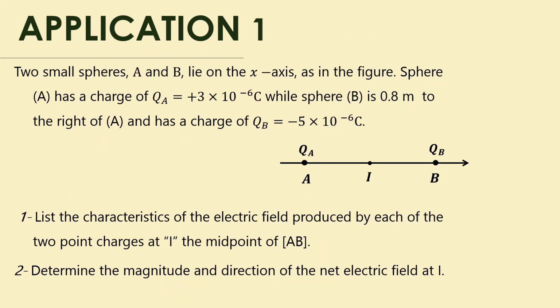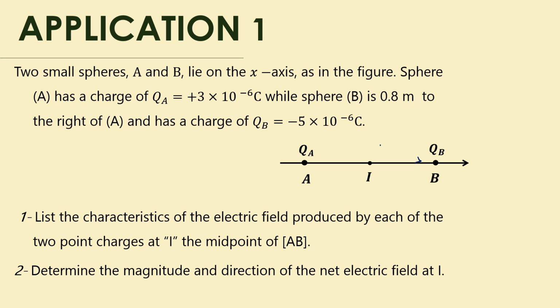Let's put what we have discussed in an application. Two small spheres A and B lie on the x-axis as shown in the figure. Sphere A has a charge of plus 3 times 10 to the minus 6 coulomb, while sphere B, which is 0.8 meters to the right of A, has a charge of minus 5 times 10 to the minus 6 coulomb. So pay attention, AB is given to be 0.8 meters. If you want to find anything, you can start from here. Then we are given the values of each of the two charges.